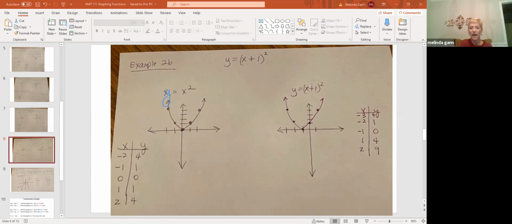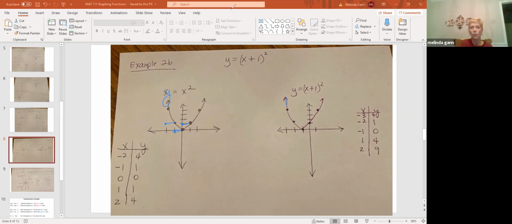With the plus 1 in the parenthesis, I know it's going to shift it 1, but not 1 to the right. It's going to shift it 1 to the left. So that point goes right there, this point goes over here, and this point goes 1 over to right there. Sure enough, it shifted over. You can just substitute those same numbers in and get your y values back out.